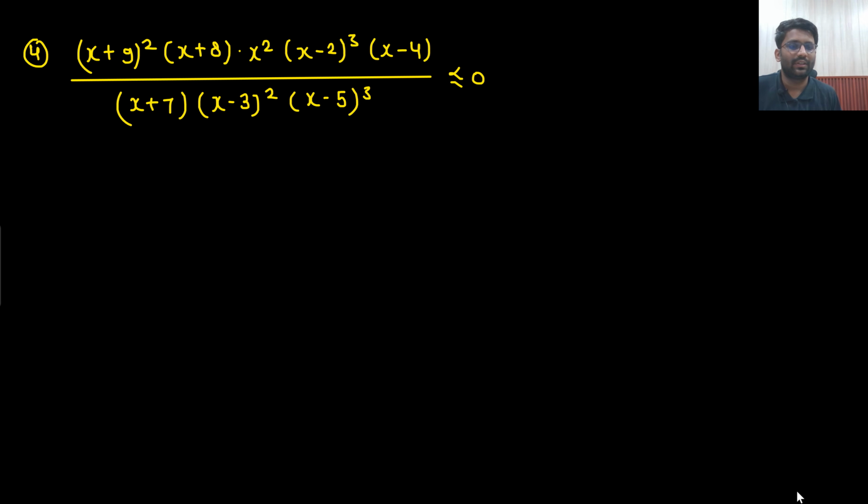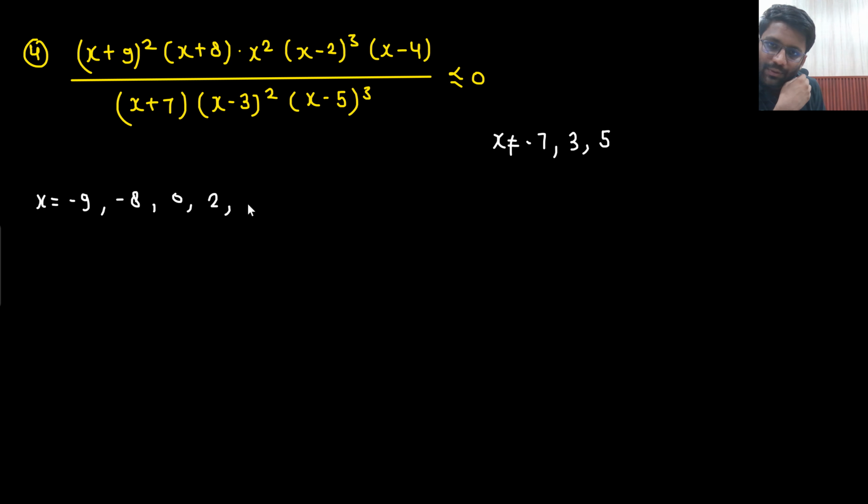Next question, solve this one. This is the last one, right? After that we will understand maxima and minima. So solve this question. Do it on your own. What will you do? First of all, let me know where the denominator is becoming 0, at x equals minus 7, 3 and 5. What are all the roots? Let's write down the roots. The roots are minus 9, minus 8, 0, 2, 4, minus 7, 3 and 5. Let's write them down in order.